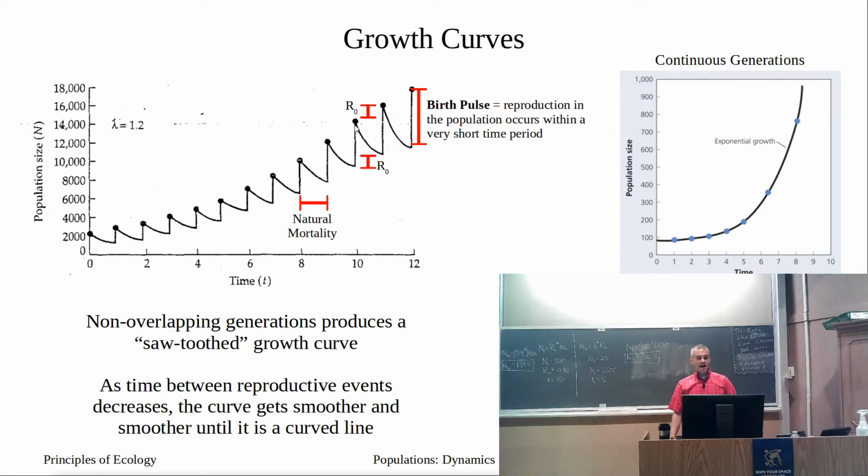And we can look at it as the upper part of this curve, or we can look at it at the lower part, so right before that birth pulse. So from this point to this point, that difference really is our net reproductive rate. This could also be our lambda if we're dealing with annual plants.